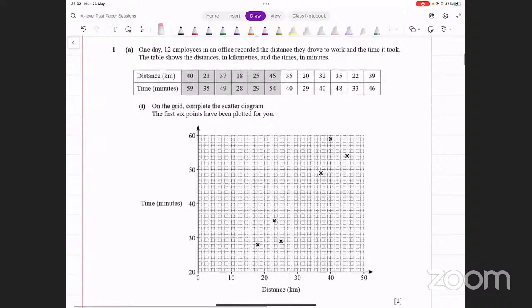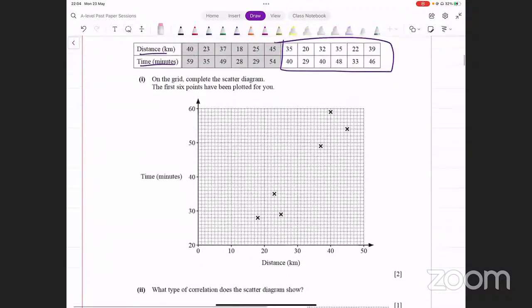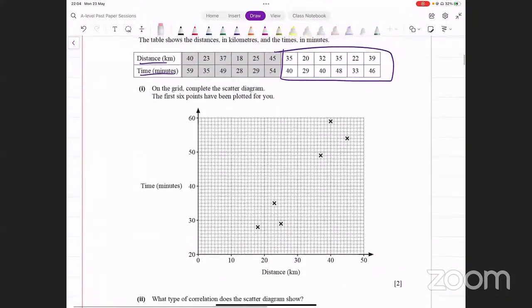Okay, so it says one day, 12 employees in an office recorded the distance they drove to work and the time it took. The table shows the distances in kilometers and the times in minutes. So aapko ye do sets of information yahan pe diya hai. It says on the grid, we have to complete the scatter diagram. The first 6 points have already been plotted. The rest of these 6 points, you've got to plot them.